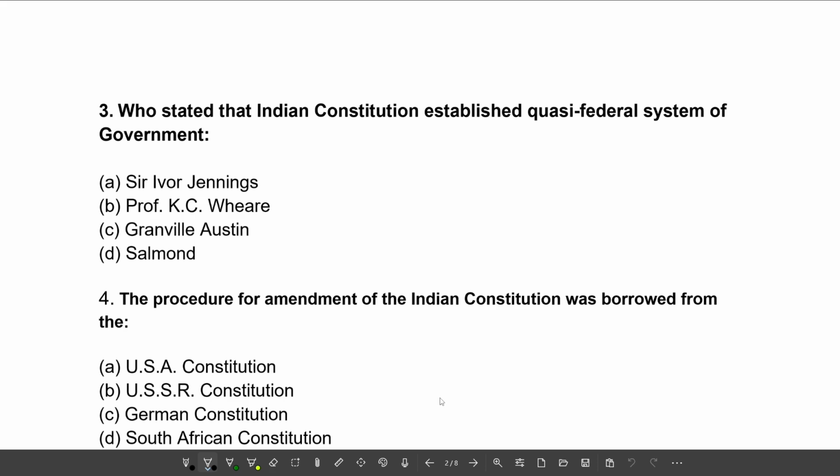Who stated that Indian Constitution established a quasi-federal system of government? Option A, Sir Ivor Jennings. Option B, Professor K.C. Wheare. Option C, Granville Austin. Option D, Salmond. So the correct option will be option B, Professor K.C.